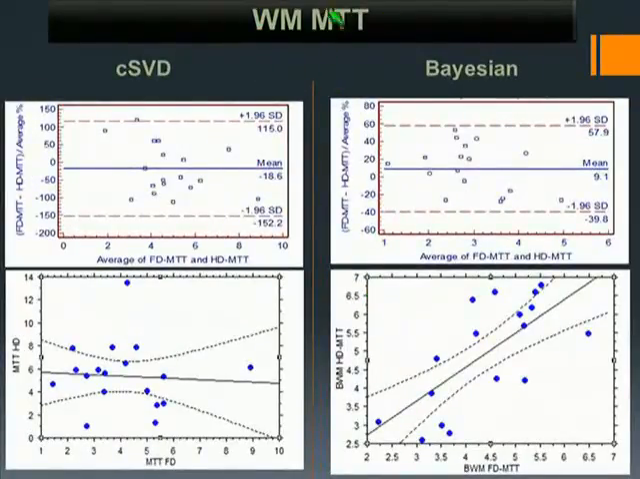Again, the mean transit time was probably the most affected parameter in our data. You can see that there was almost no correlation when we're looking at white matter mean transit time between half-dose and full-dose perfusion, as opposed to fairly decent correlation with the Bayesian technique.